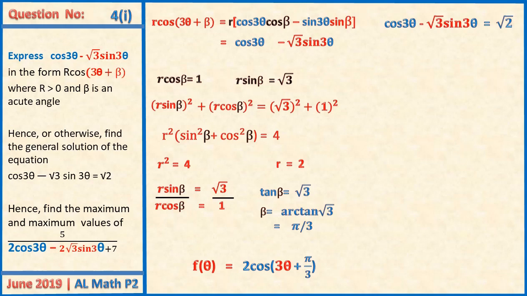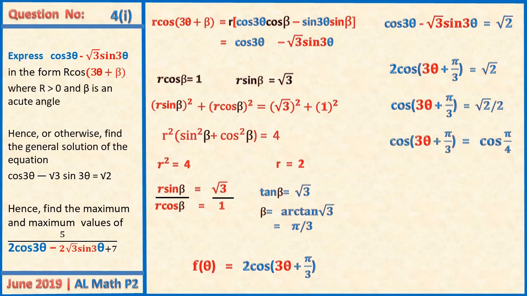But I already know the value of cos 3 theta minus root 3 sine 3 theta from what I've already done to be 2 cos of 3 theta plus pi on 3. So I equate that to root 2. Dividing all through by 2, I obtain that. And my cos of 3 theta plus pi on 3 will be equal to the angle whose cosine is root 2 on 2, which is cos pi on 4.